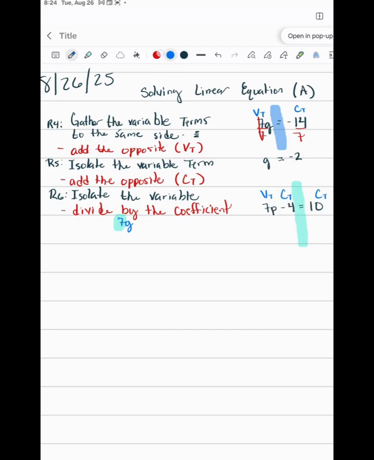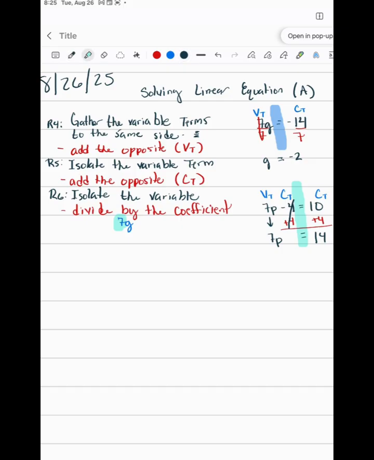So here we go. We're going to add, or you put positive 4 on both sides of the equal sign. All right. Now, we didn't do anything to 7p, so the 7p comes down. The negative 4 over positive 4, that cancels out. Equal sign always comes down. 10 plus 4 is how much? 14. All right. So we did rule 5.